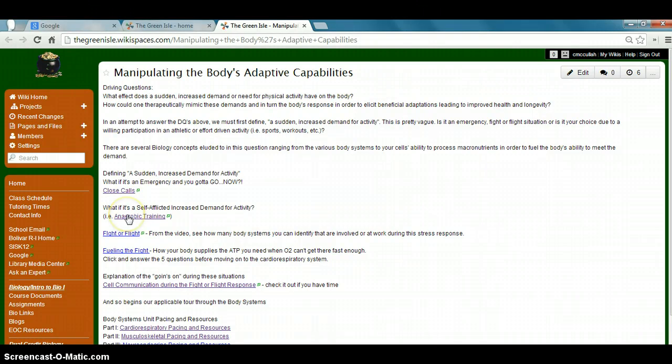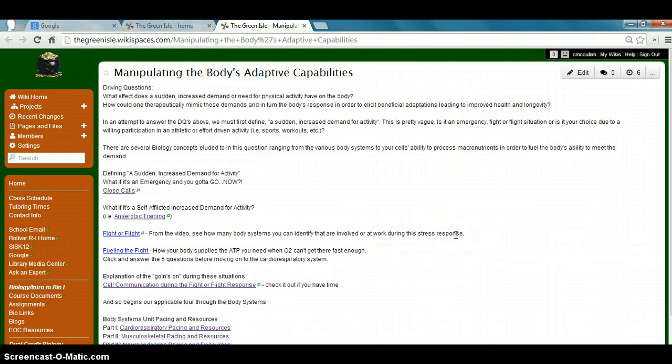Or it could be a self-inflicted increased demand for activity. And here's an example of anaerobic training. In other words, high intensity workout where you have to have energy and physical activity faster than what your body can get the oxygen to your mitochondria to stay on the aerobic pathway. So click on that, watch those 2 videos, and then down here the response that you're dealing with is called fight or flight. I know you guys have probably heard that by now, but I want you to click on this video, and from it, see how many body systems you can identify that are involved or at work during the stress response.